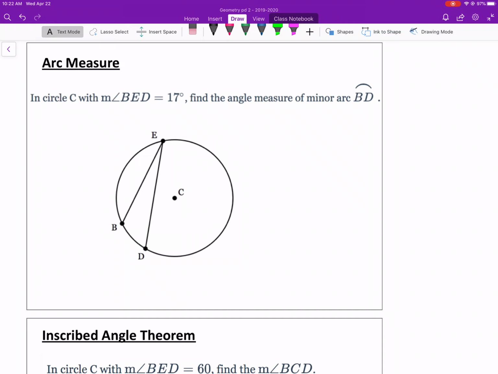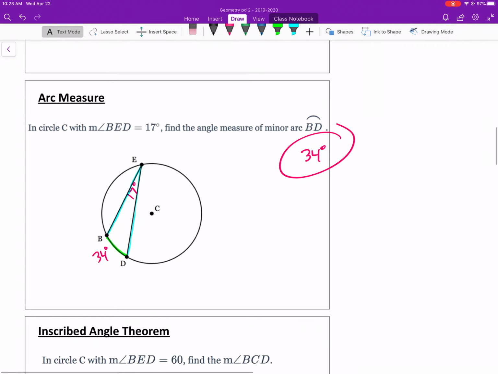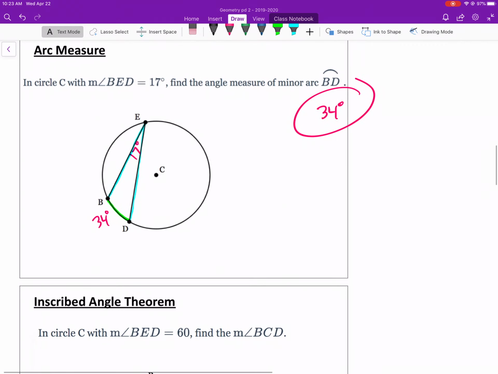Encircle C with the measure of angle BED equal to 17 degrees, so angle BED, 17 degrees. Find the angle measure of minor arc BD, which is here. Once again, the 17 degree angle opens up and hits that arc BD. All we need to do this time, we're going in reverse here. Now they gave us the angle and we're looking for the arc, so we have to double it. So this would be 34 degrees. In the last problem, we cut it in half because we were looking for the angle. This time we're looking for the arc, so we had to double it.